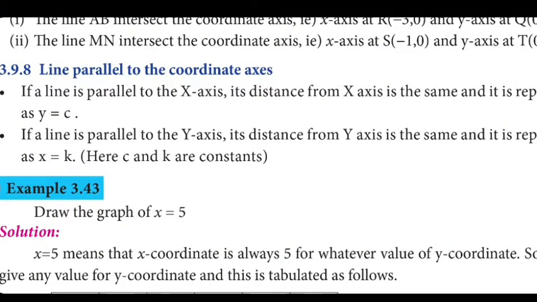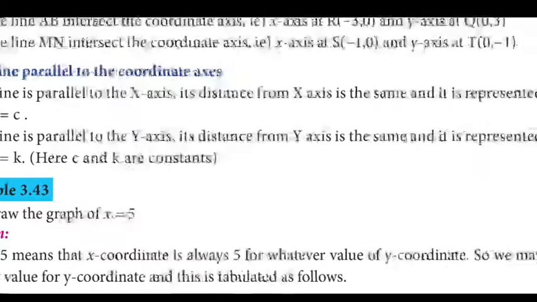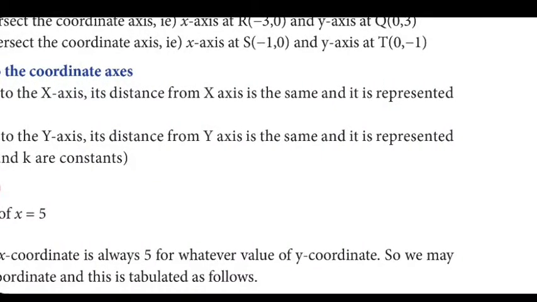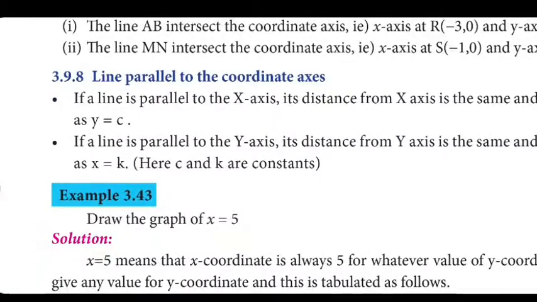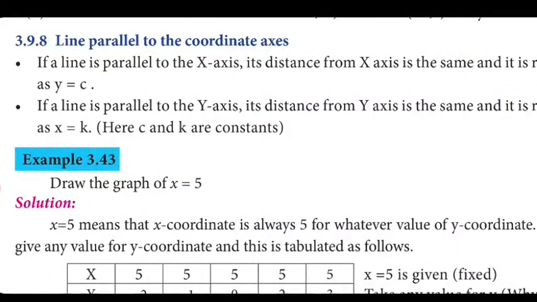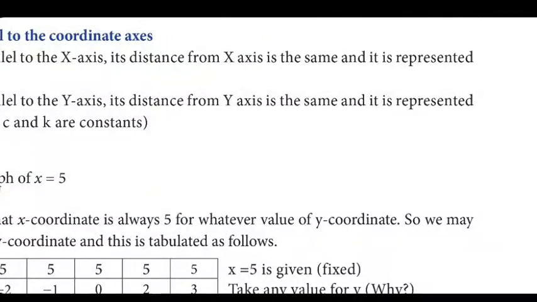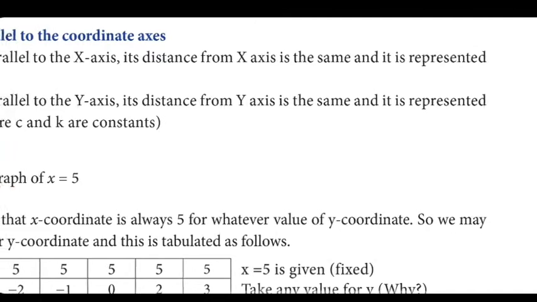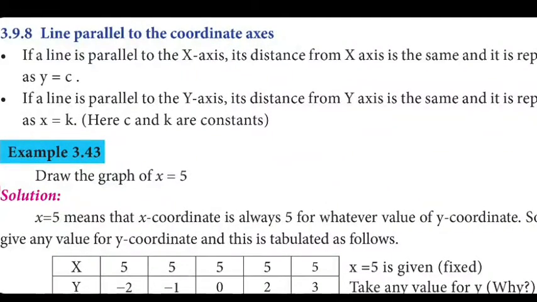Line parallel to the coordinate axis. If a line is parallel to the x-axis, its distance from the x-axis is the same and it is represented as y equal to c. If a line is parallel to the y-axis, its distance from the y-axis is the same and it is represented as x equal to k, some constant. c and k are constants.